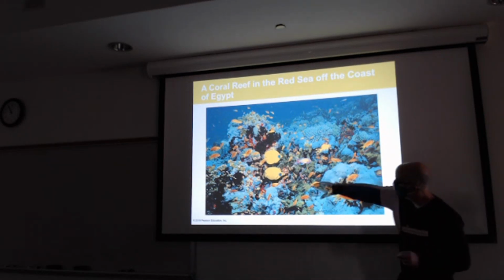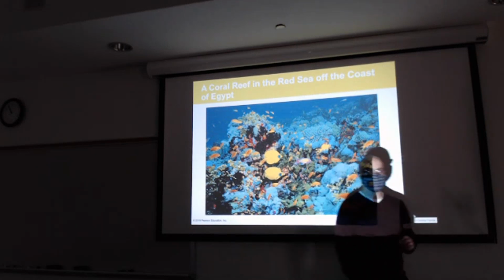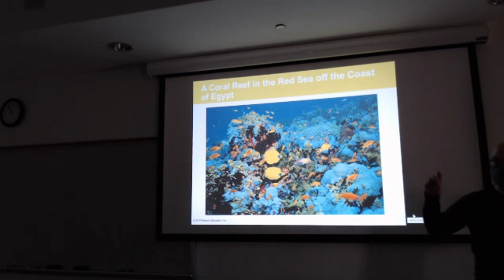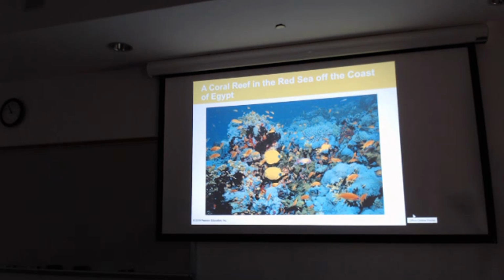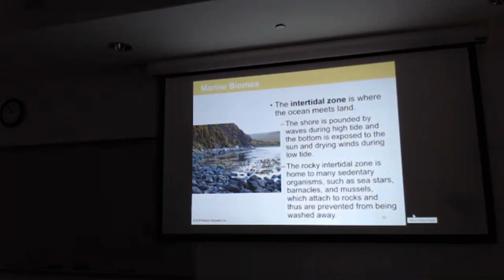You can see the colors. The color there is because of that algae that lives inside of their tissue. It's kind of like a ruminant.